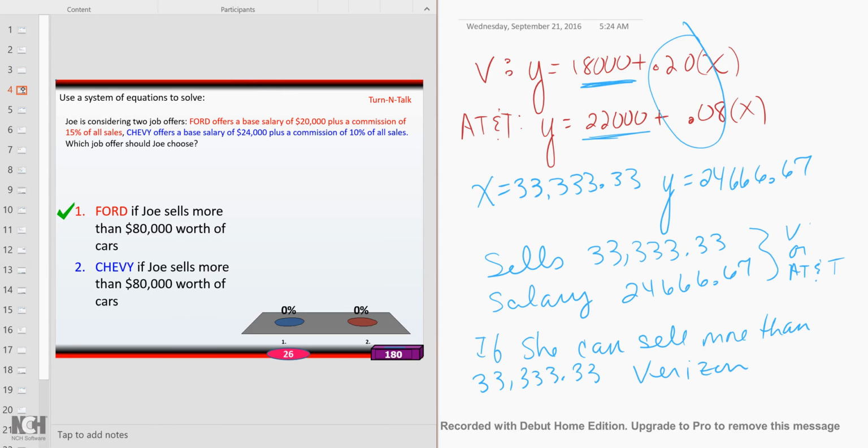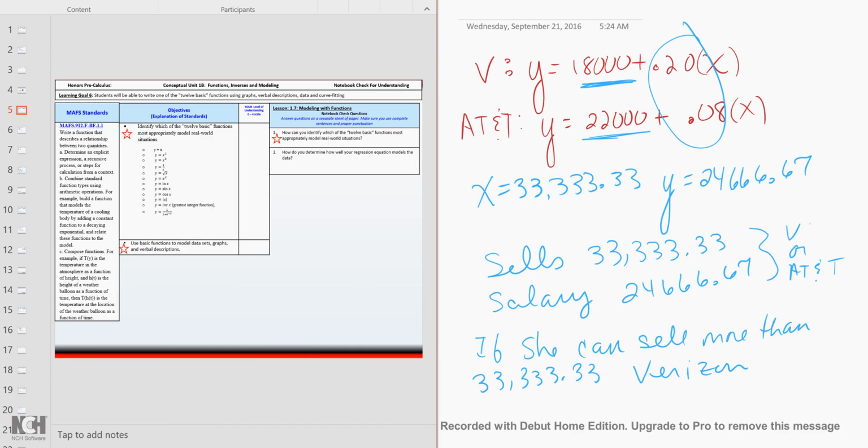Alright, so you can try this one, and you can see that the answer is going to be Ford. Okay, try that one, see if you get the right answer. Okay?